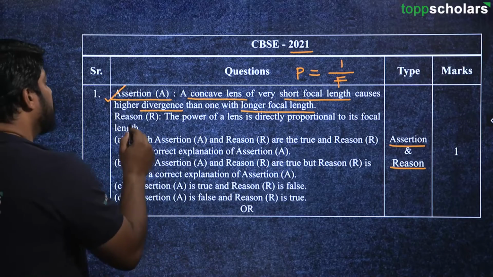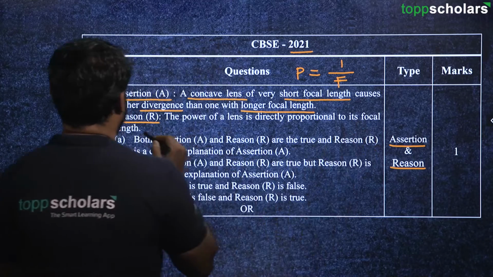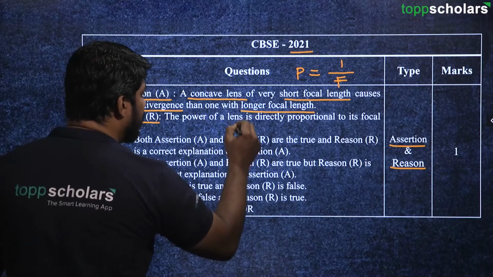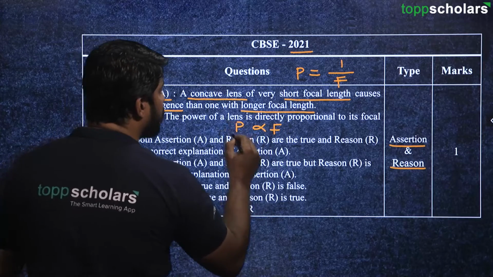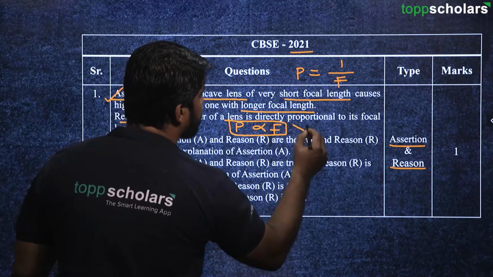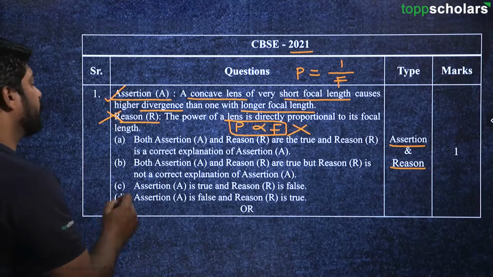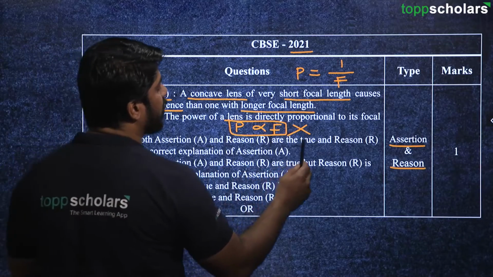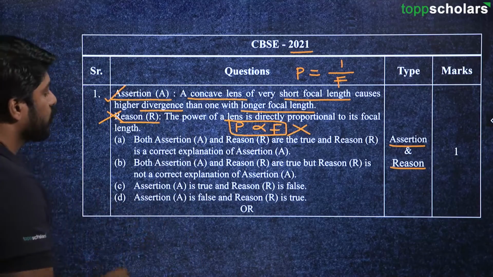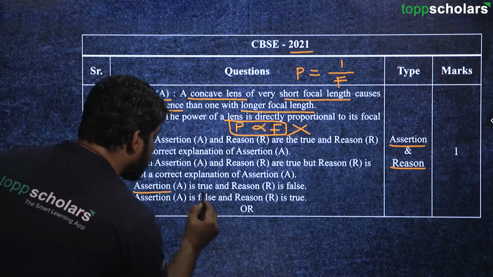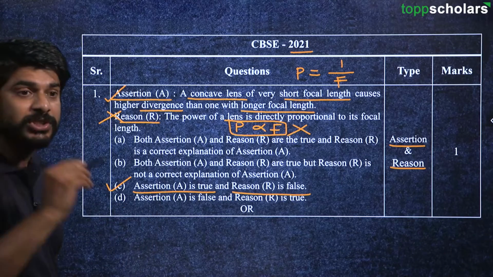Then the reason is: the power of a lens is directly proportional to its focal length. That means here they are saying power is directly proportional to the focal length, but we know this is not true, isn't it? This is wrong. That means the reason that has been given here is not correct. So the assertion is correct and the reason is wrong. So here the options are given, and we have to identify which option is correct. As we have just seen, the assertion is true and the reason is false. So our correct answer would be option C in this case.